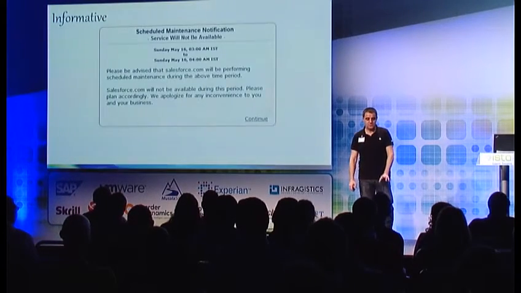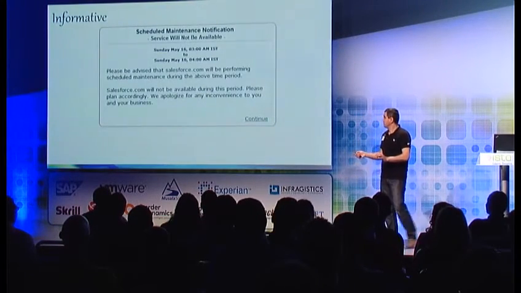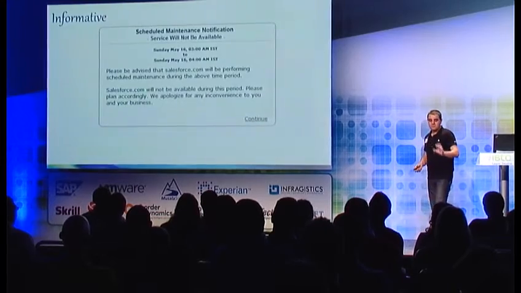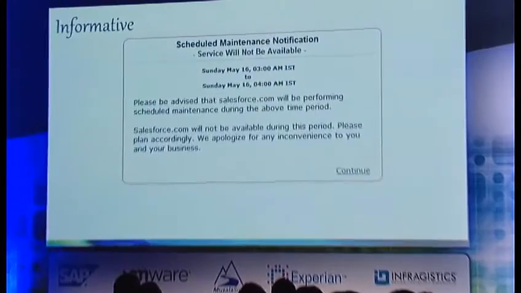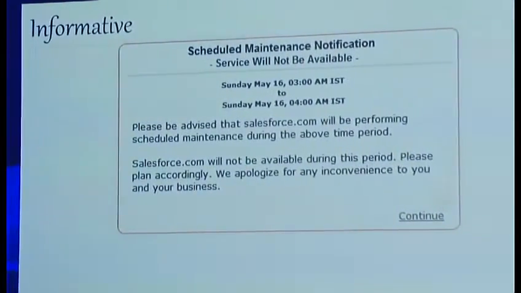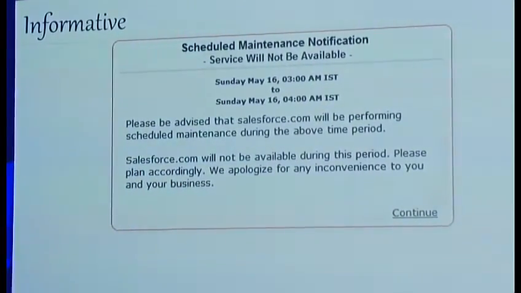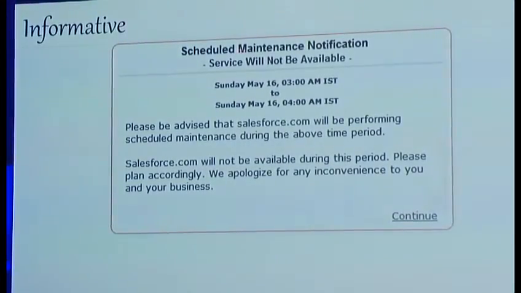There are informative messages. Very, very nice messages. Look at this. Beautiful. Scheduled maintenance notification. Some service will not be available. Oh, good. That's nice to tell me, right? That's good. But then look at this. When will this be? Can you figure it out?